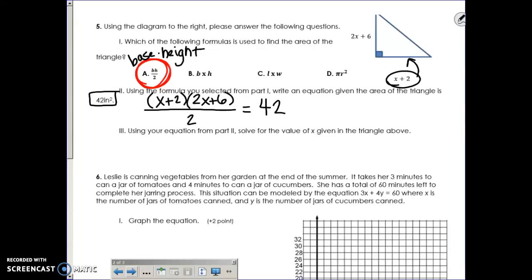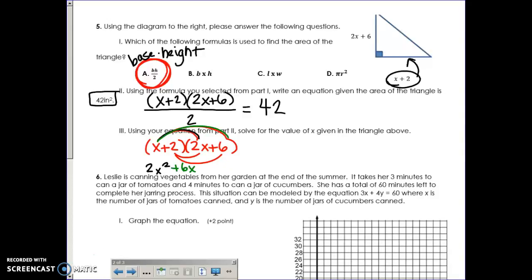Part 3 is where you're actually filling in and actually doing the work. Now, the first thing you're going to have to do is simplify that top part. You've got X plus 2 times 2X plus 6. So let's simplify that a little bit. I'm going to ignore the dividing by 2 and the 42 for a second. So let's simplify. You got to distribute. Lots of distributing in this test. X times 2X is 2X squared. X times 6 is 6X.